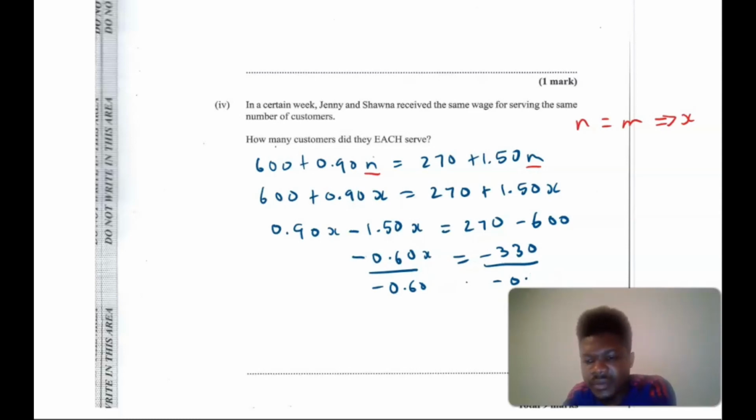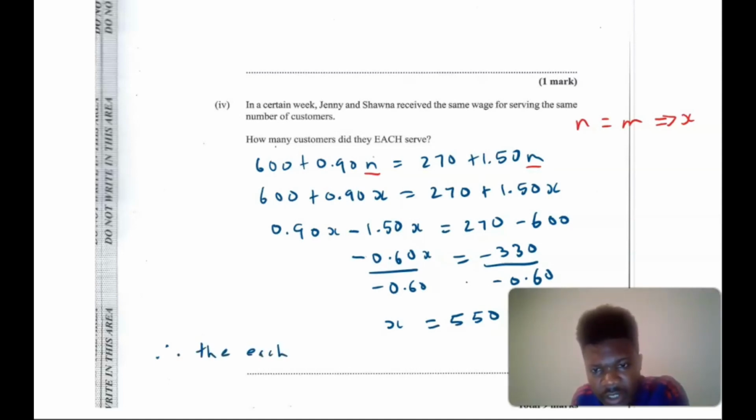Therefore x equals negative 330 divided by negative 0.6, which is 550. So, how many customers did they each serve? Therefore, they each served 550 customers.